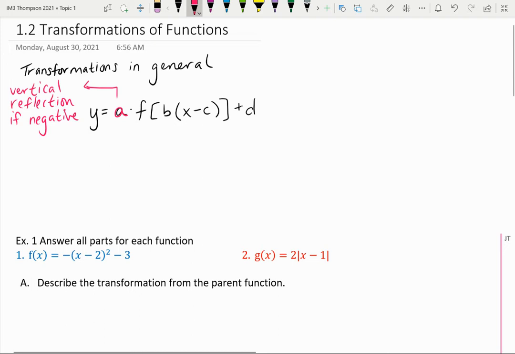So the value of A affects the graph in two different ways. If it's negative, it causes a vertical transformation. And then whatever the value can cause a vertical stretch or shrink. The stretch occurs when the absolute value is greater than 1, and the shrink occurs when the absolute value is between 0 and 1.